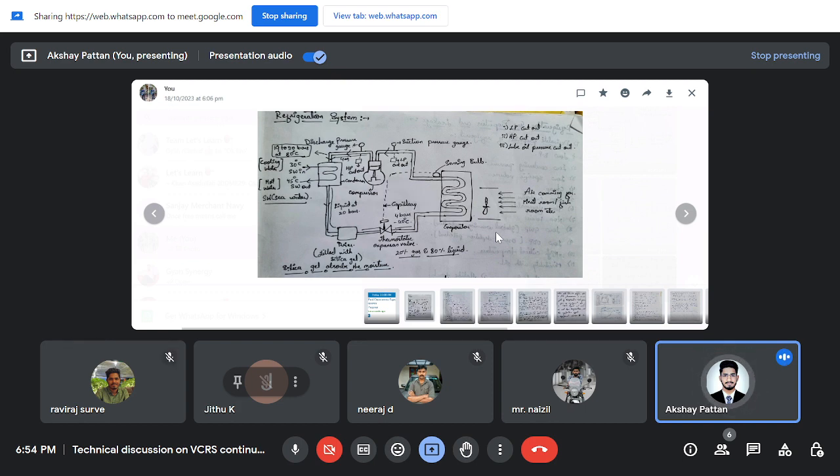So is it clear, guys, or is there any doubt? Yeah, okay. So is it clear about all the temperatures and pressures at all sides, like evaporator, compressor, condenser, or should I explain again?